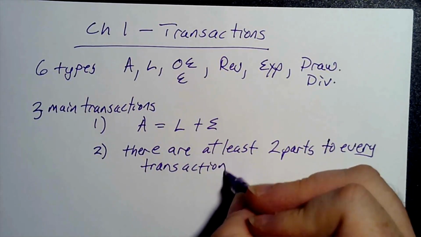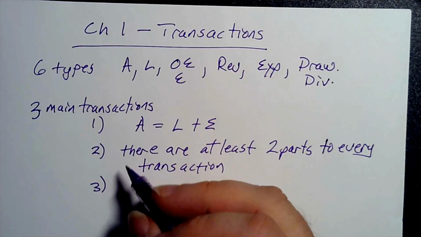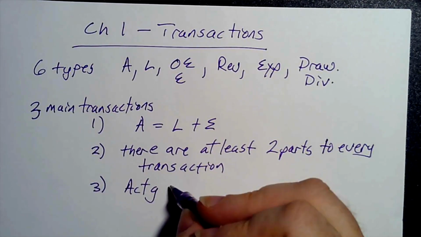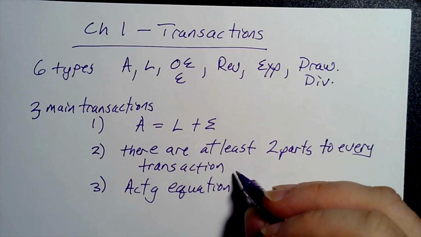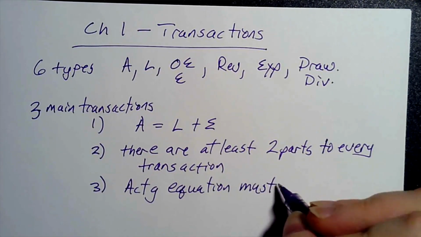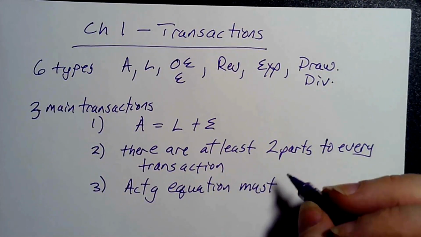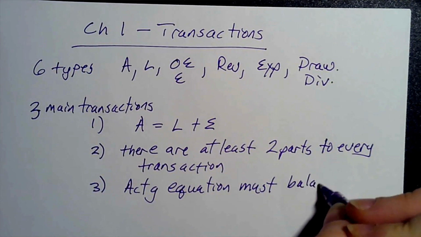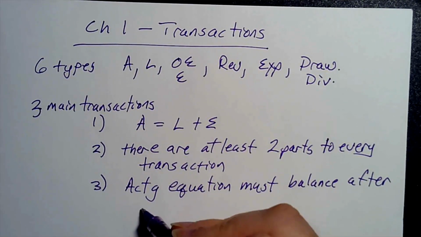And then last, after each transaction, the accounting equation, this assets equals liabilities plus equity, must balance. Now, both sides can go up, both sides can go down. One side could go up or down, but at the end, the different sides must balance. The accounting equation must balance after each transaction.